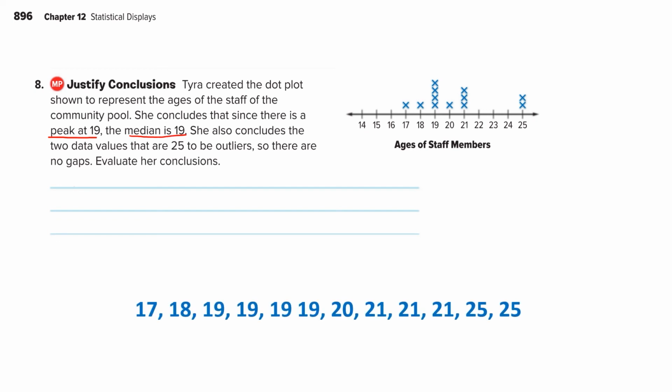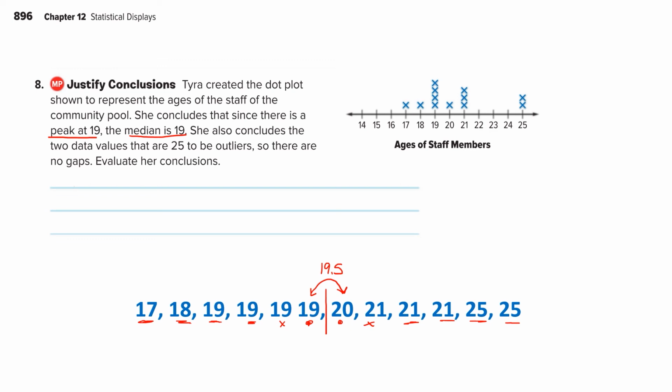We put the data in order from least to greatest. In this case, the median is not the peak. It's 19.5 is the median. Now, sometimes the peak could be the median, but it's not always the median. So right now, the median is 19.5.